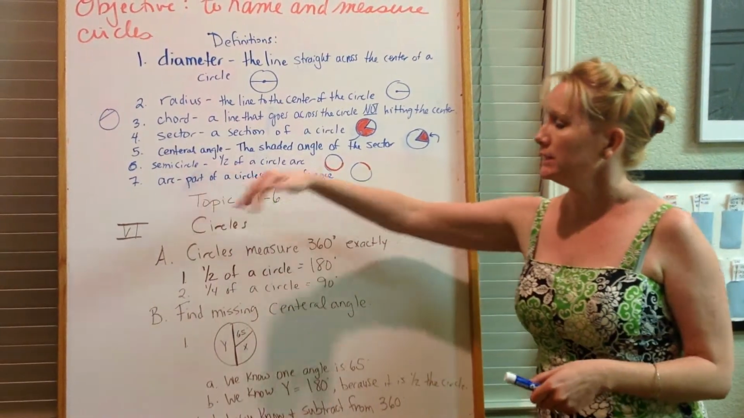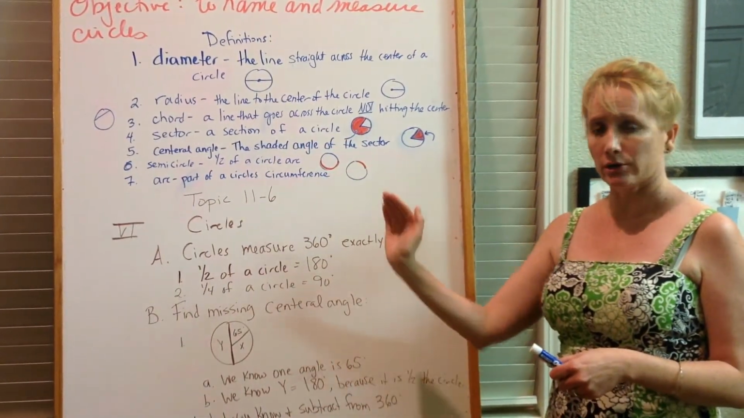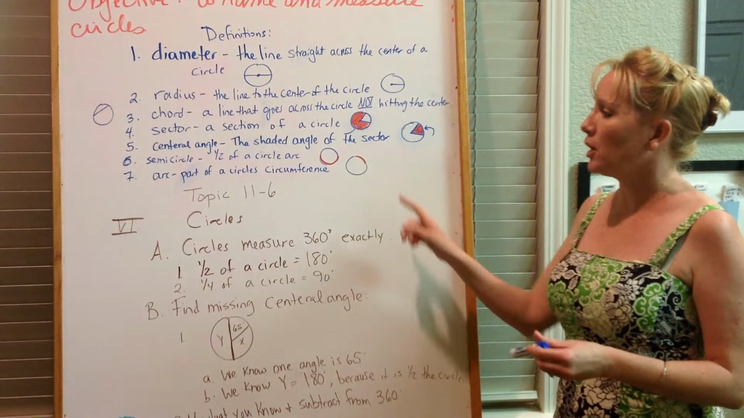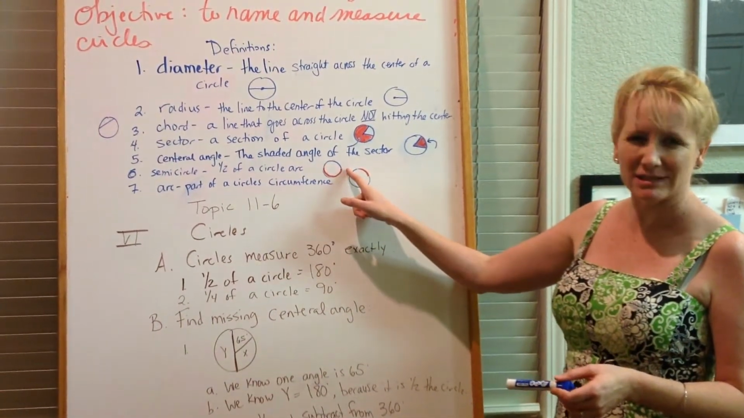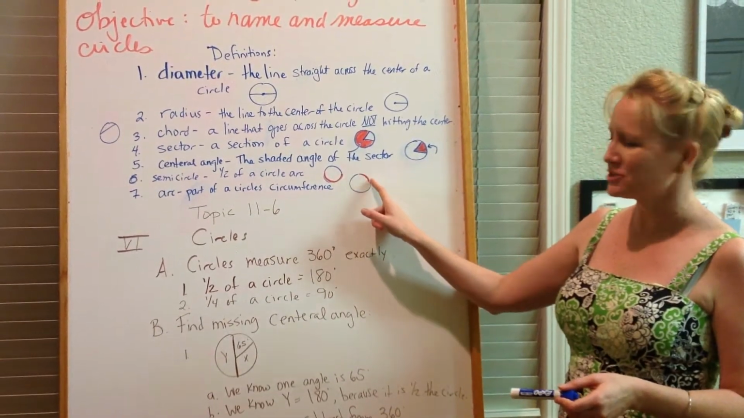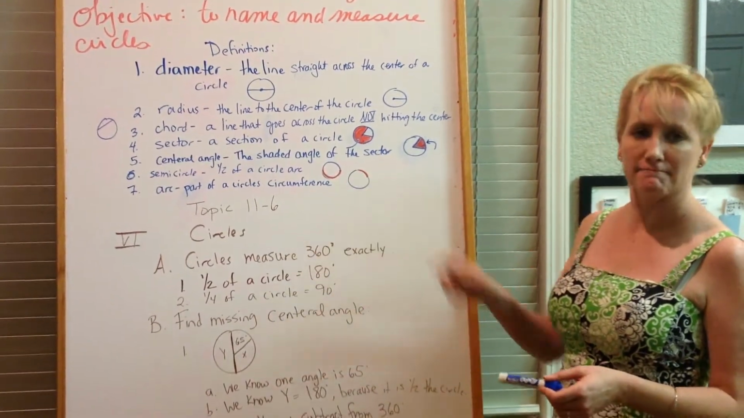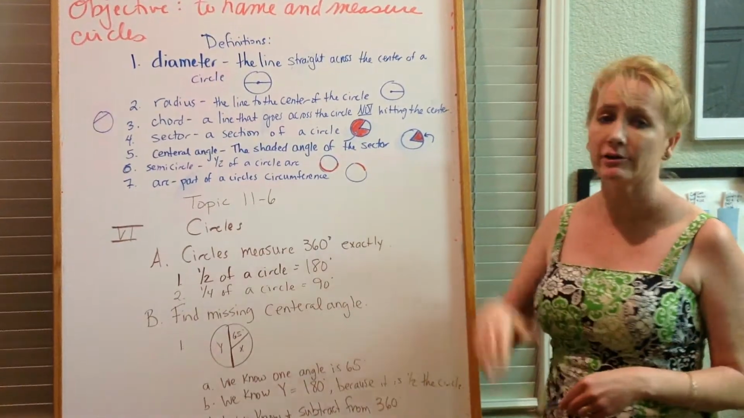A semicircle is half of the circle's arc, and an arc is part of a circle's circumference. So a semicircle is half the circumference, and the arc is just one section of it right there. See that? Okay, so now you need to get out your notes.